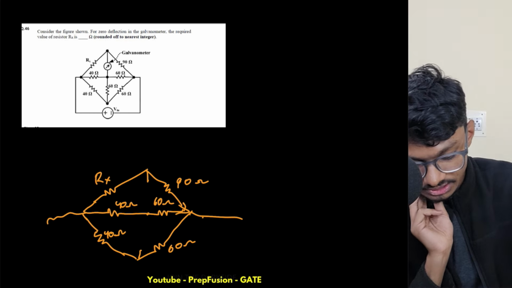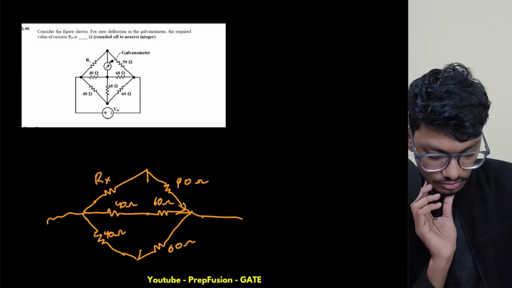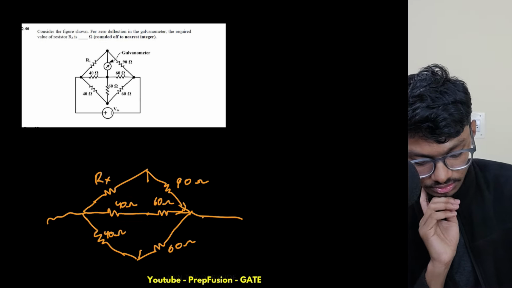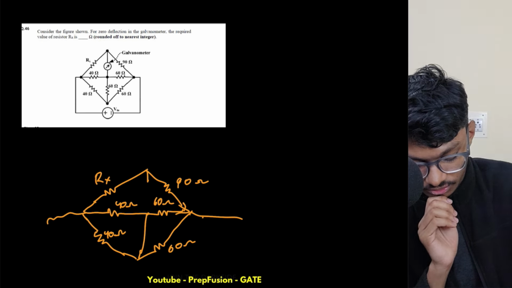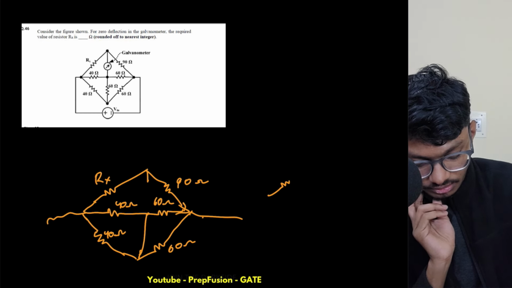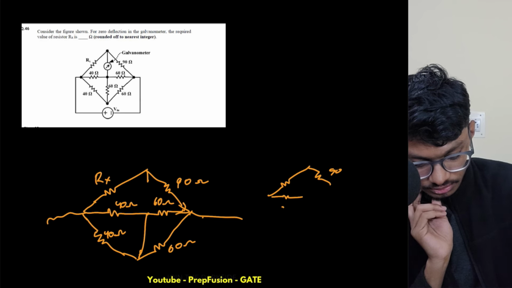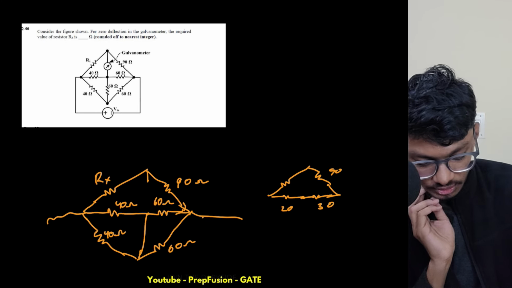So now what will happen, this 100 and 100 will come in parallel. Or what you can do is you can short this also. Okay, so I'll short this now. So this 40 and 40 will come in parallel and this 60 and 60 will come in parallel. So 90, 20, and this point is 30, 60 by 2, 40 by 2, and Rx.